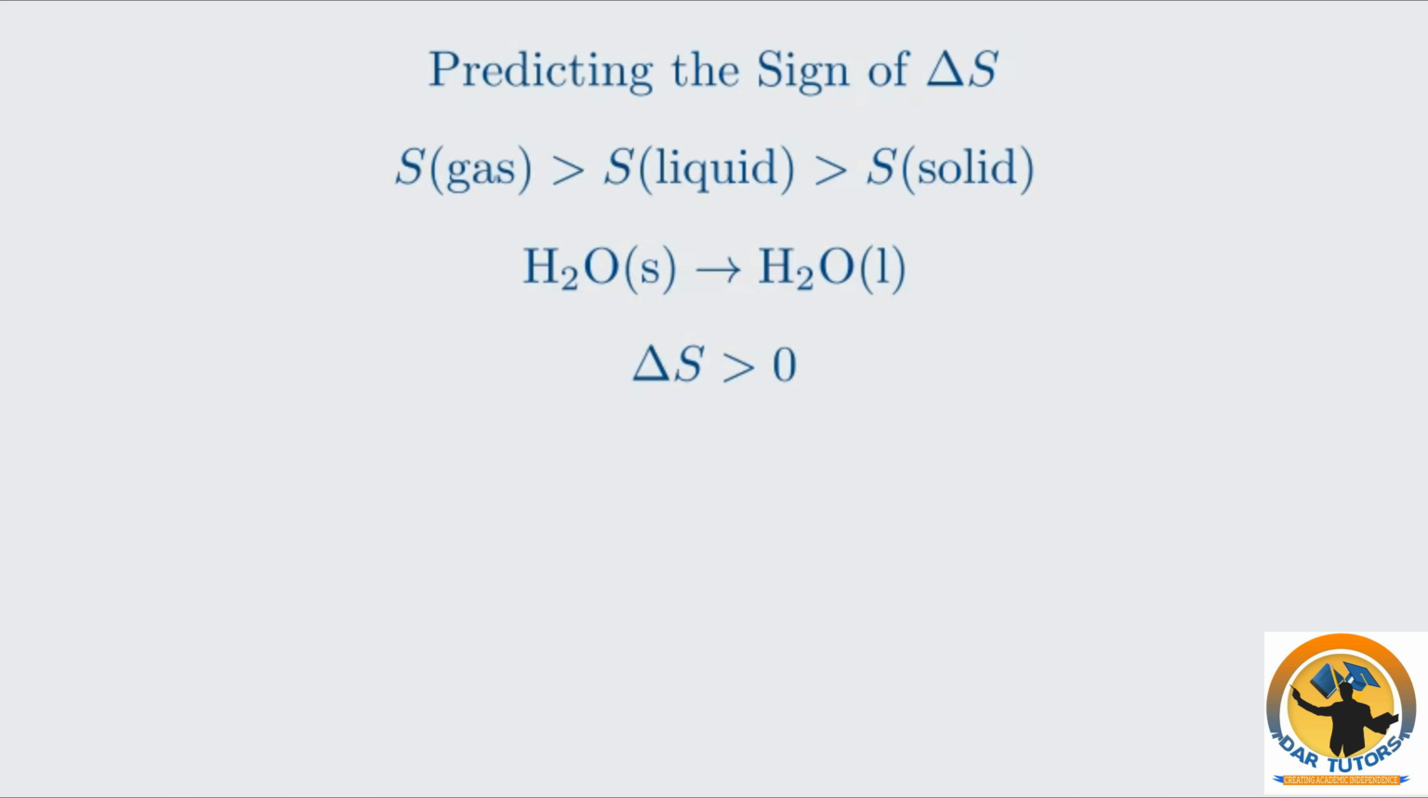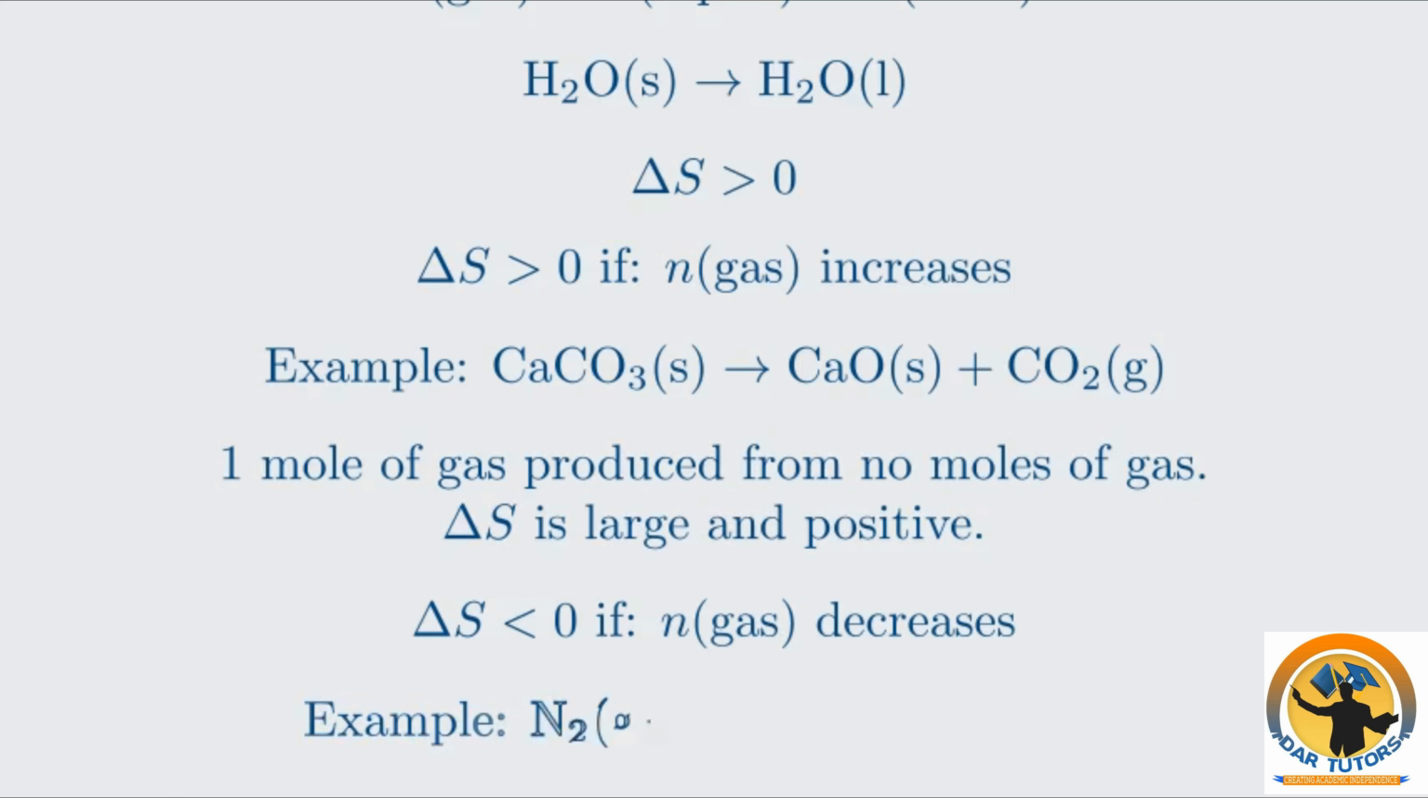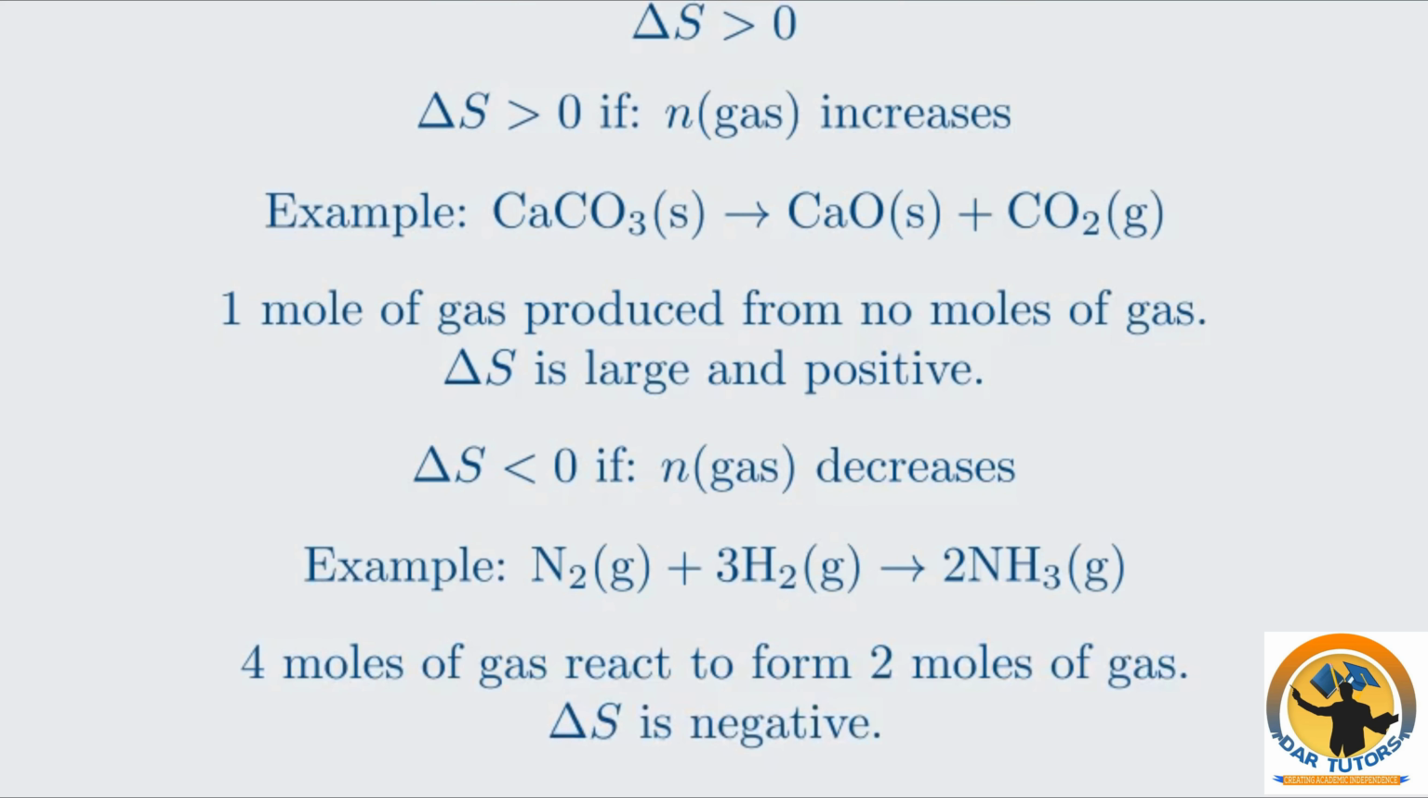A key indicator for predicting the sign of entropy changes in reactions is the change in the number of gaseous molecules. When a reaction increases the number of moles of gas, it leads to a large increase in entropy, so ΔS is positive. For example, in the decomposition of calcium carbonate, a solid produces a gas. This increase in gaseous moles means a large increase in entropy. Conversely, when a reaction decreases the number of moles of gas, entropy decreases, and ΔS is negative. In the Haber process, 4 moles of gaseous reactants form 2 moles of gaseous product, a net decrease of 2 moles. This results in a decrease in entropy.